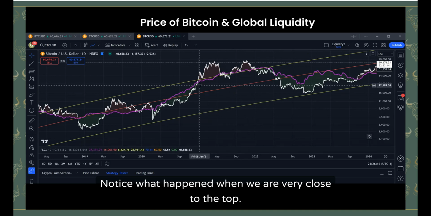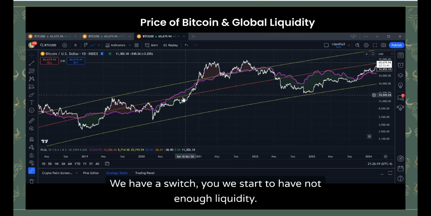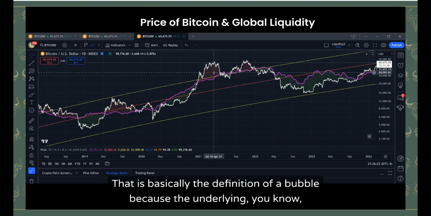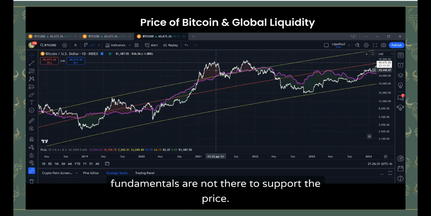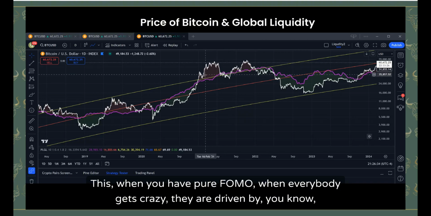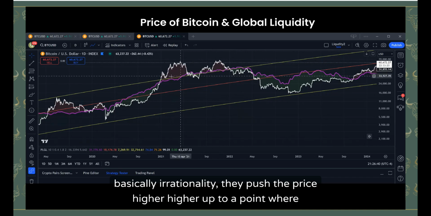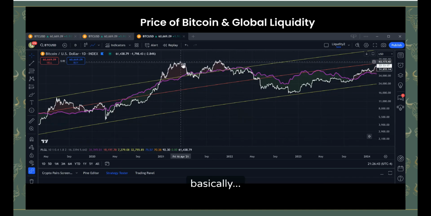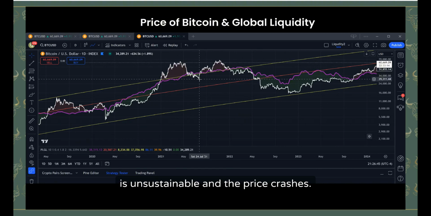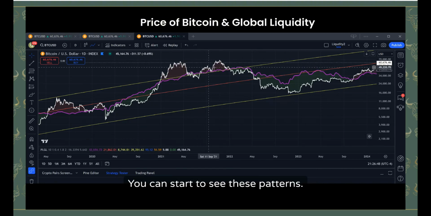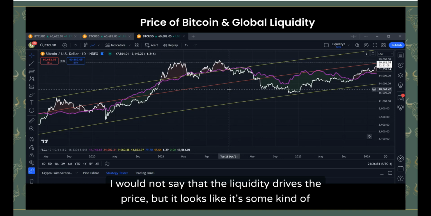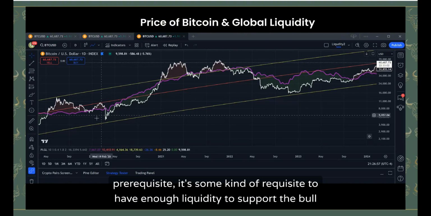Notice what happened when we are very close to the top. We have a switch. We start to have not enough liquidity. That is basically the definition of a bubble, because the underlying fundamentals are not there to support the price. This is when you have pure FOMO, when everybody gets crazy, driven by basically irrationality, they push the price higher, up to a point where it's unsustainable and the price crashes. So it's very cool. You can start to see these patterns. I would not say that the liquidity drives the price, but it looks like it's some kind of a prerequisite.